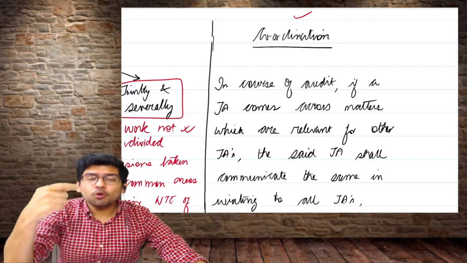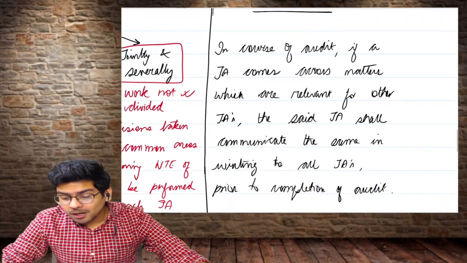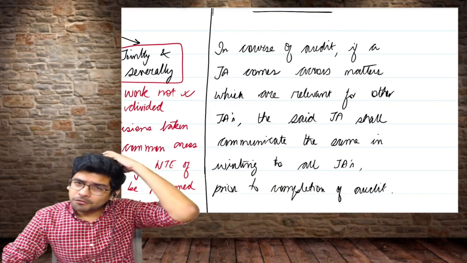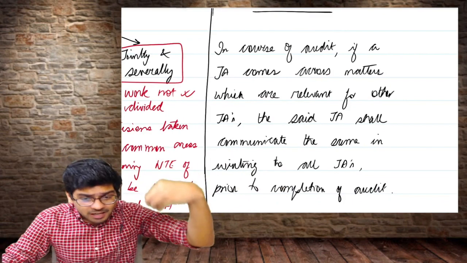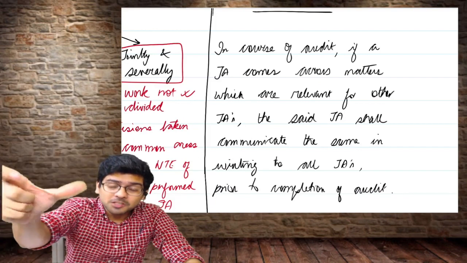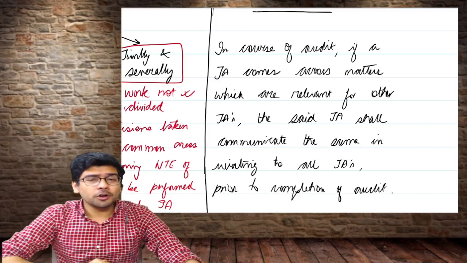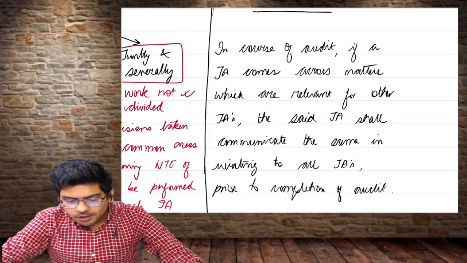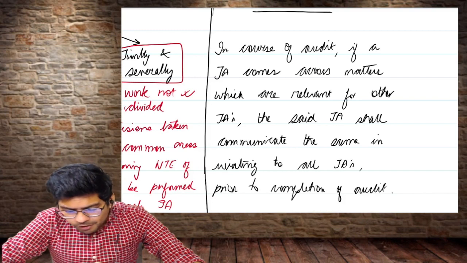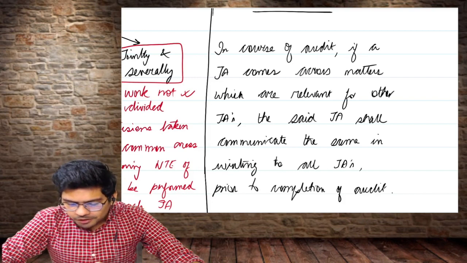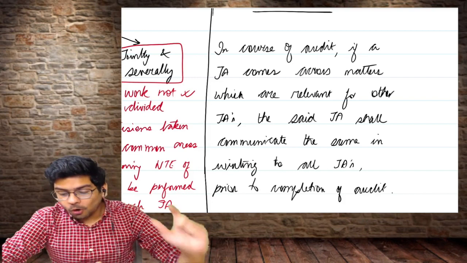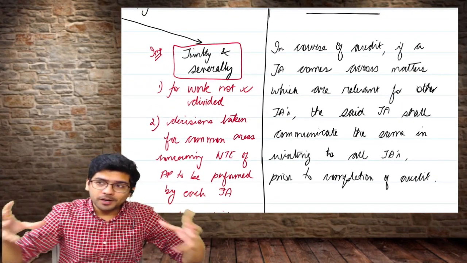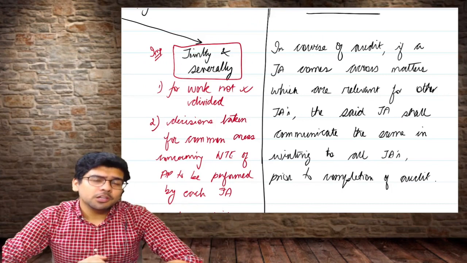What I have written in course of audit: if a joint auditor comes across matters which are relevant for other joint auditors, while doing the audit of North Division, I come across a matter which is relevant for the South Division, it is my responsibility to communicate the same to the joint auditor of the South Division. The said joint auditor shall communicate the same in writing to all joint auditors prior to completion of audit. So it is my responsibility to maintain coordination amongst all the joint auditors.